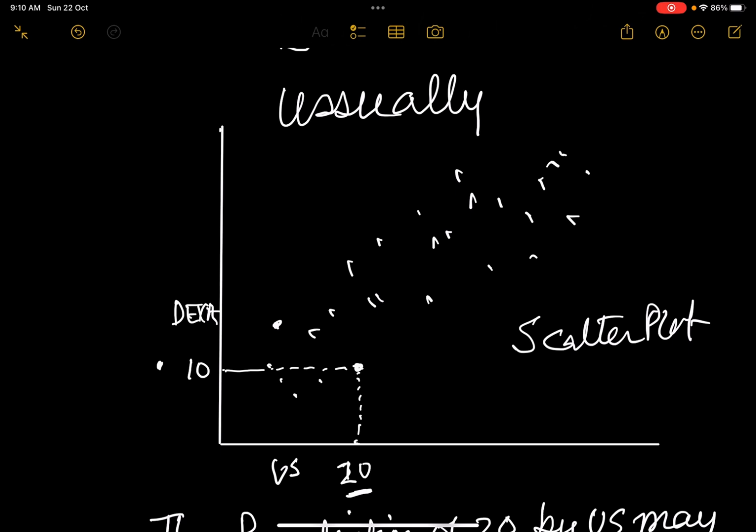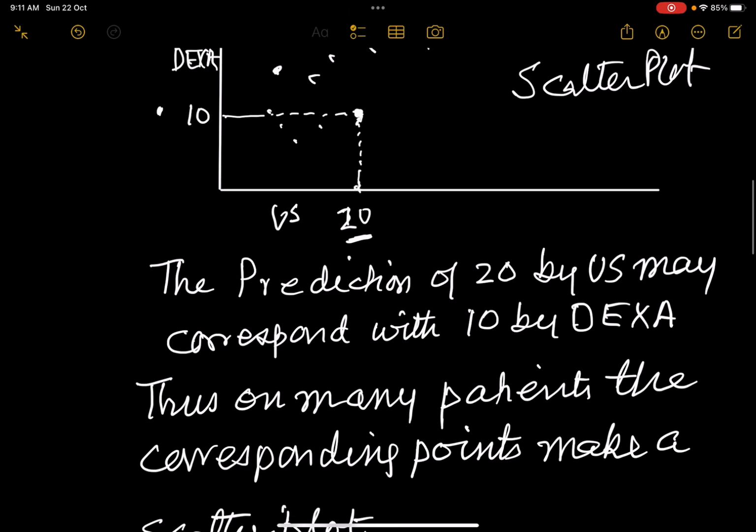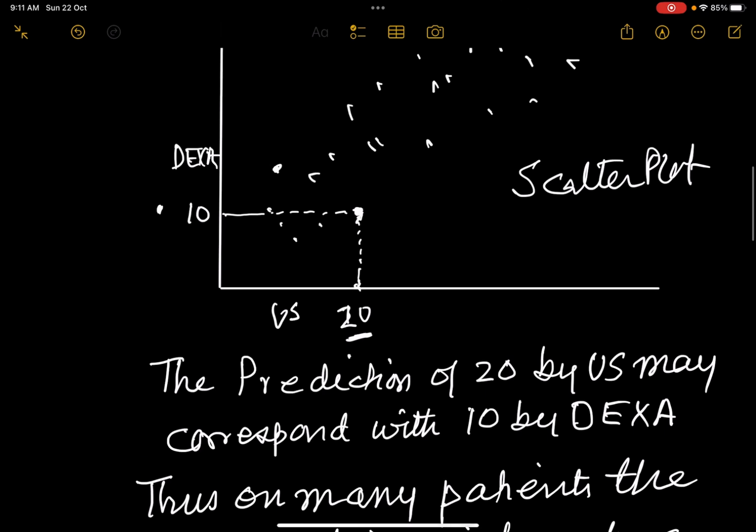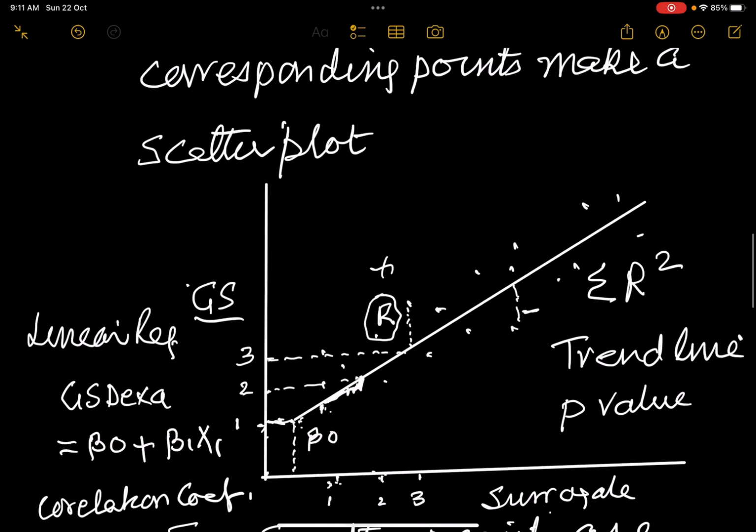Usually when you plot DEXA and ultrasound readings on the same patient, the same bone, you get a scatter plot like this, where the ultrasound reading of 20 may correspond with 10 of the DEXA reading. Therefore, you deal with the scatter plot in this manner.